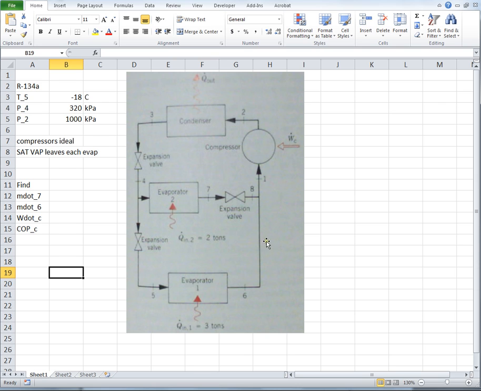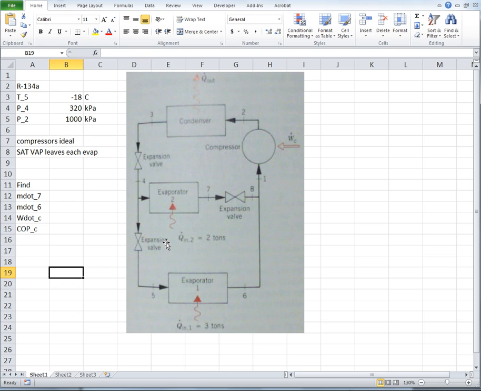a schematic of a refrigeration cycle that has a condenser and a compressor, and so that's very conventional. We've seen that before, and an expansion valve. But what becomes different is everything from 4 to 1 across here and below. Here we see 2 evaporators and a couple of more expansion valves.